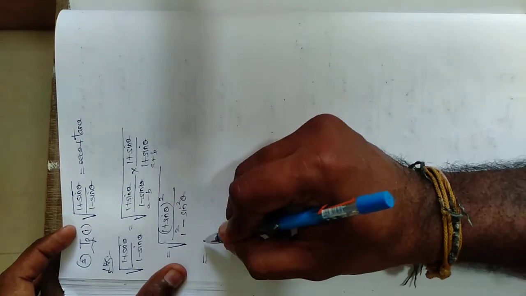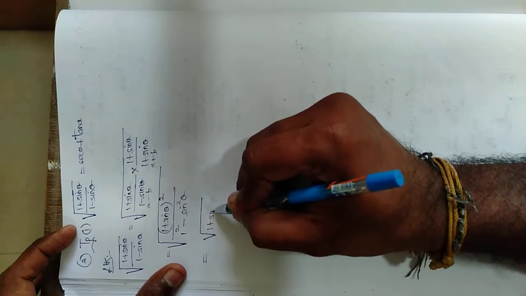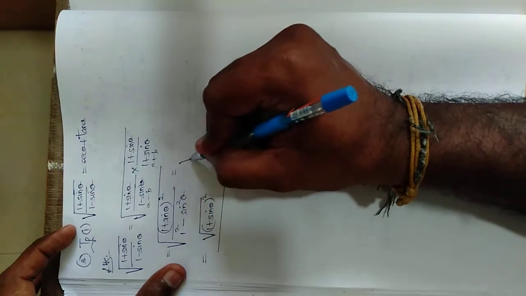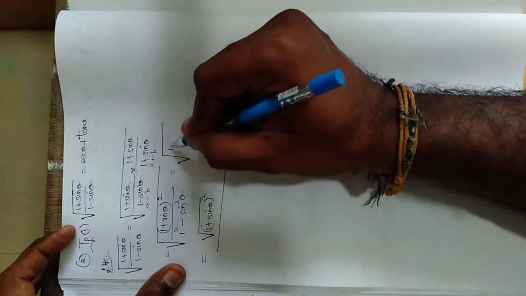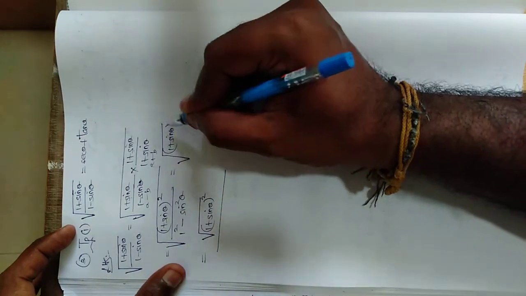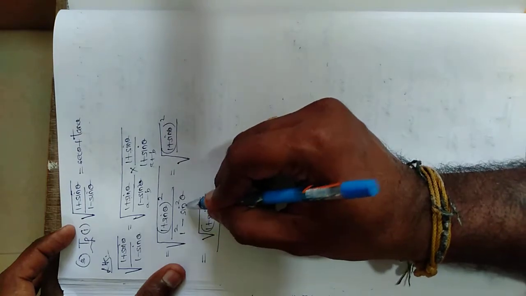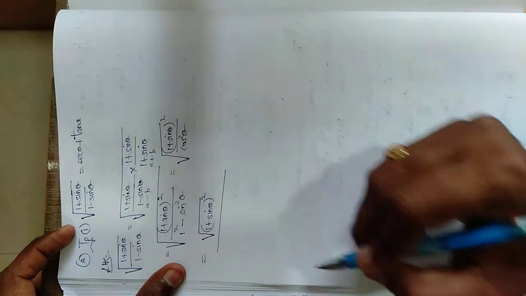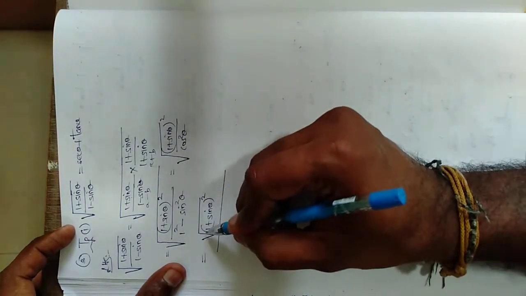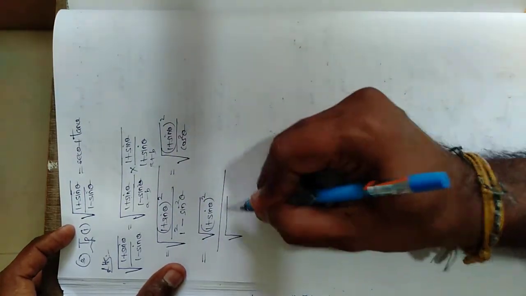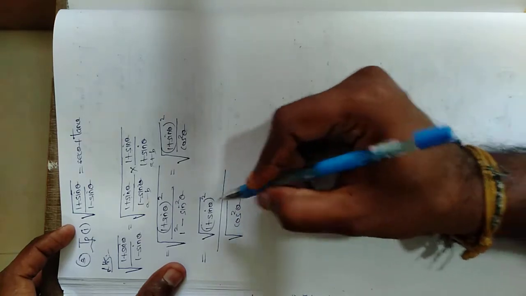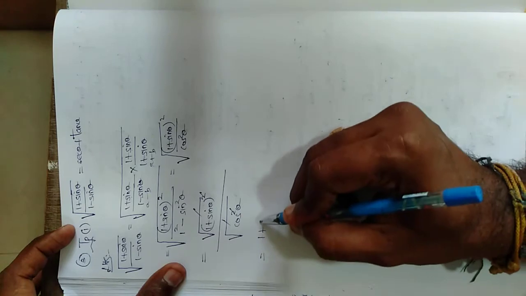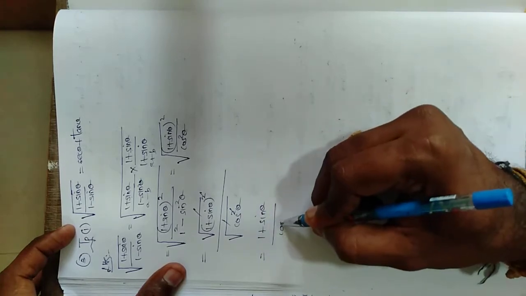So, separate the squares. Square root of (1 plus sin theta) the whole square divided by 1 minus sin square theta. Now 1 minus sin square theta we can write as cos square theta. After writing, separate the square root into numerator square root and denominator square root of cos square theta. The square root and square cancel. What is remaining here? 1 plus sin theta divided by cos theta.